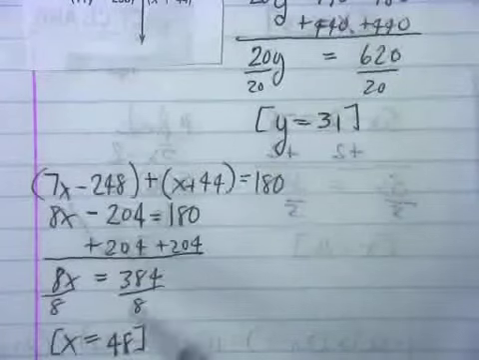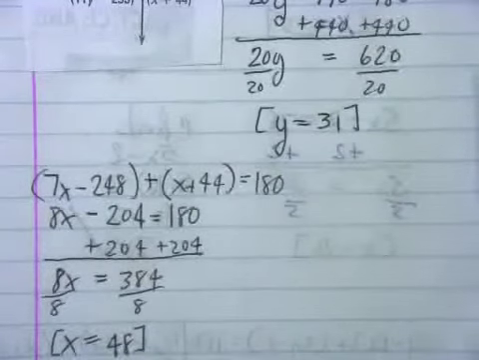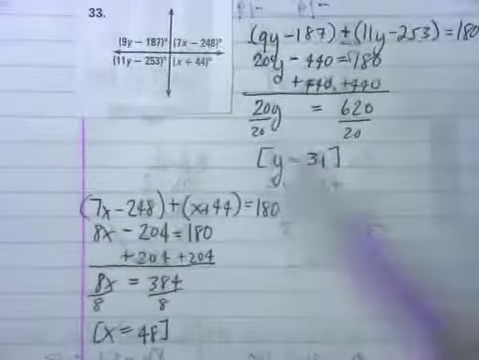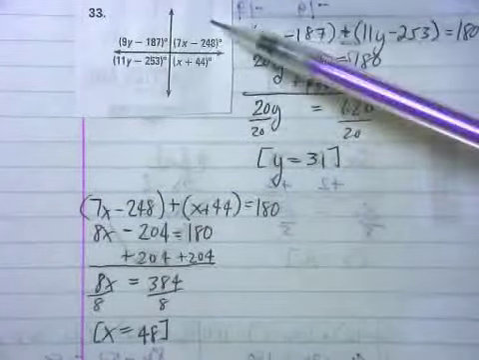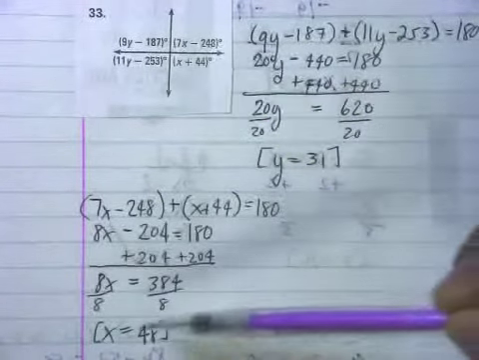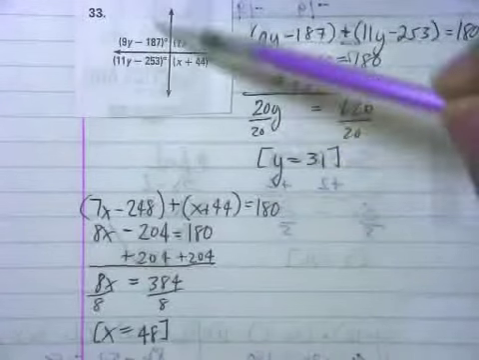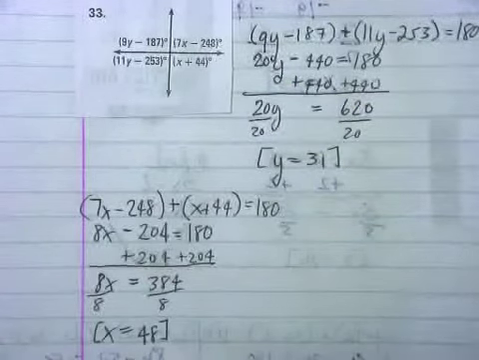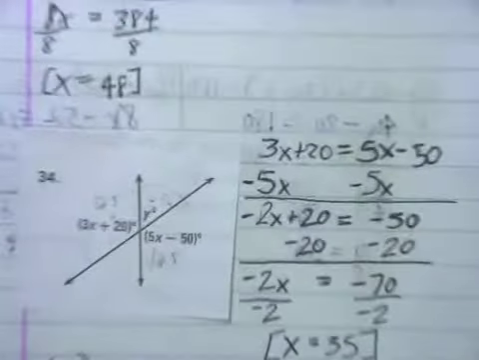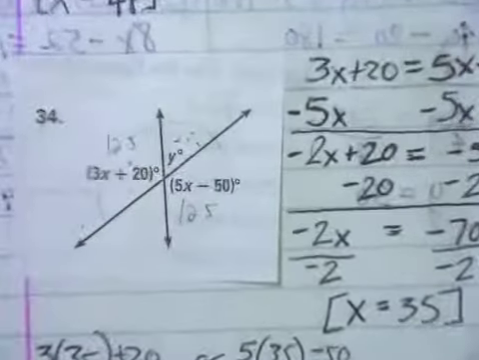Okay? So again, remember, all I've found so far are the values of x and y. I haven't actually found the measure of these angles, right? If I wanted to find out how big these angles are, I would have to plug the x into this equation here, and plug the y into these equations there, which is what you're going to need to do for question number 34. Let's take a look at question number 34.